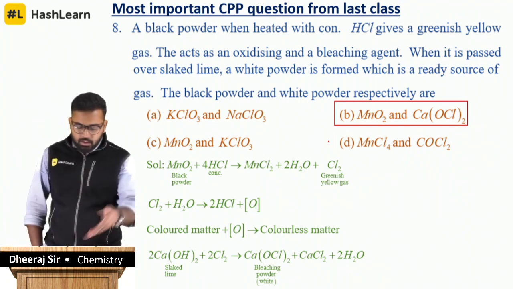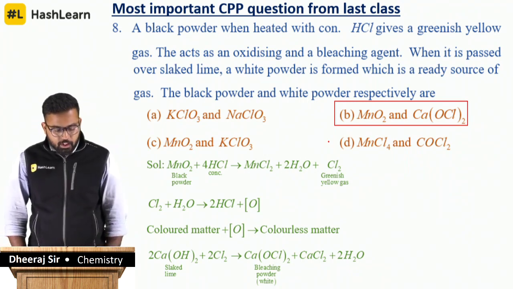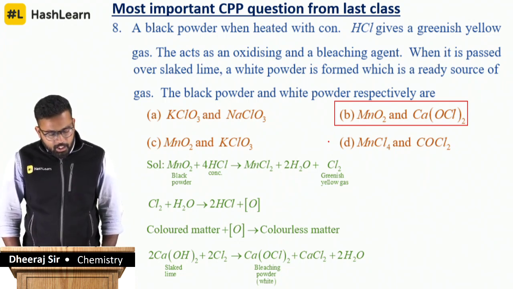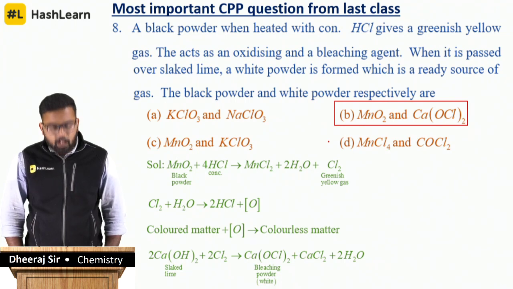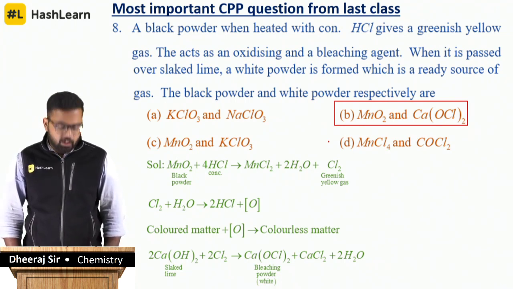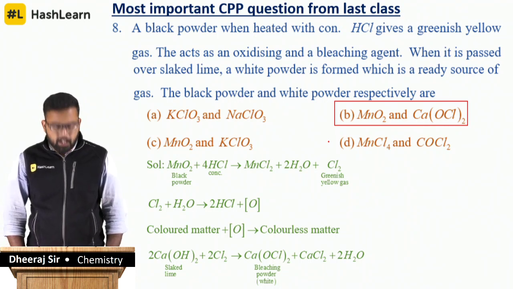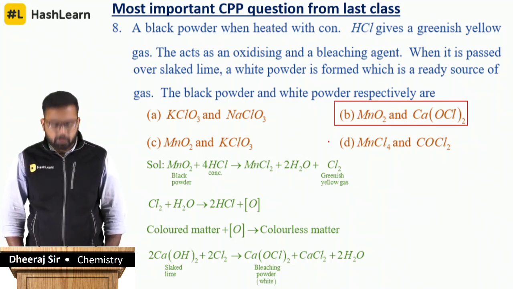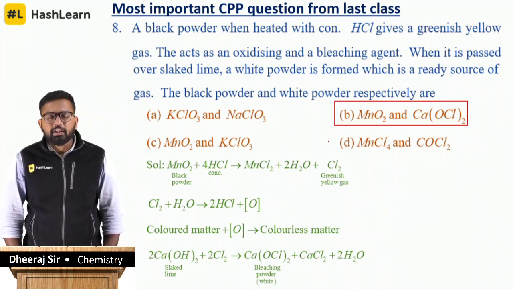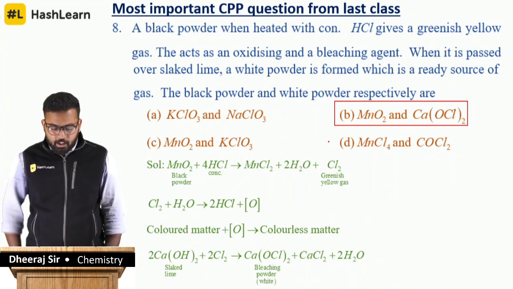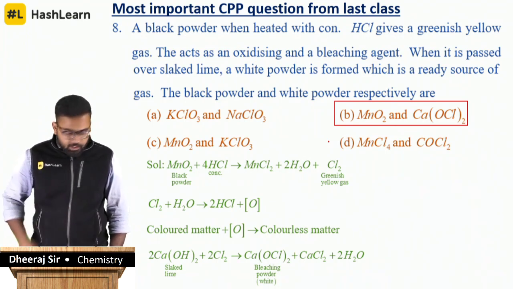So I've given you the list of reactions. You start with manganese dioxide, and you end up with chlorine and water. And slaked lime, that's calcium hydroxide, when it undergoes reaction with chlorine, you end up forming bleaching powder, that's CaOCl2, along with calcium chloride and water. So we have given you the detailed reaction here.